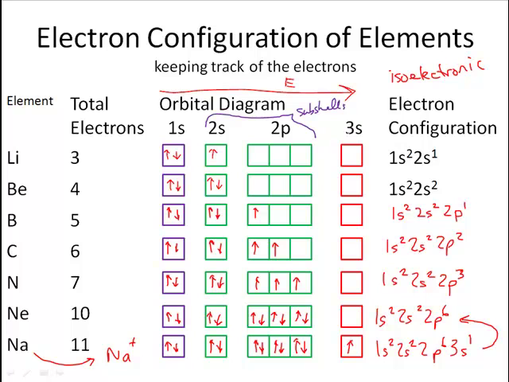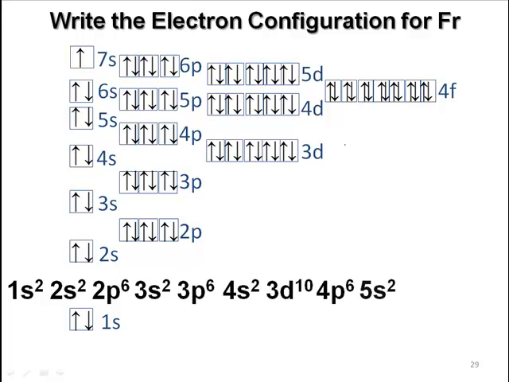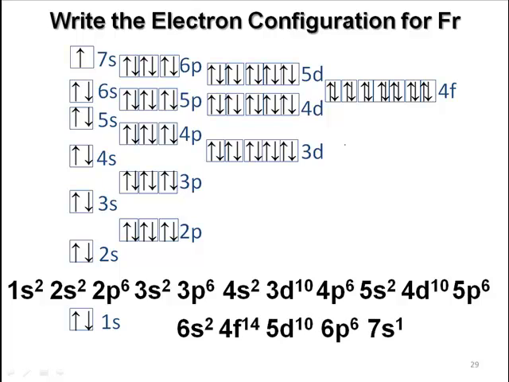The third energy level is going to have how many subshells? 3 subshells: 3s, 3p, and 3d. Some interesting things happen as you get past the 3s. To write the electron configuration of francium: 1s2, 2s2, 2p6, 3s2, 3p6, 4s2, 3d10, 4p6, 5s2, 4d10, 5p6, and then 6s2. And there's more: 4f14, 5d10, 6p6, and 7s1.